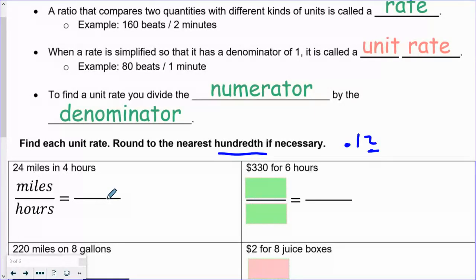Okay, so how many miles? 24 and 4 hours. Okay, well, we know luckily 4 can go into 24 easily, getting us 6 miles per 1 hour. Okay, so that's where you get miles per hour. How fast are you going for just 1 hour? All right, so that is our unit rate. This was our rate, unit rate.